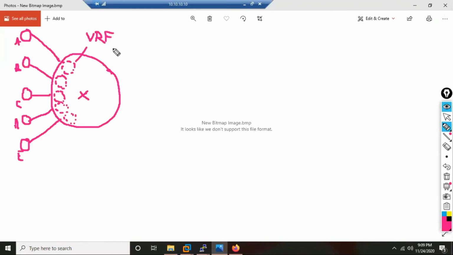What is the meaning of router? When we say router, it basically means a device which will have its own routing table and its own interfaces. So physically, this router, let's say, has maybe 10 interfaces. Let's say this is E0, this is E1, E2, E3, because we are talking about 20 years back.